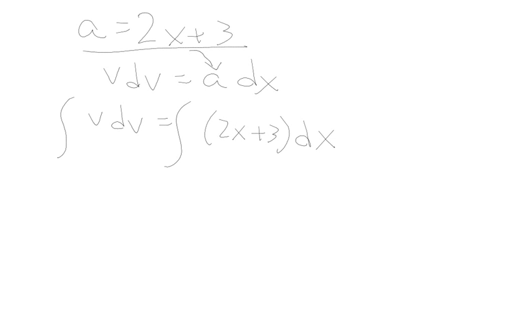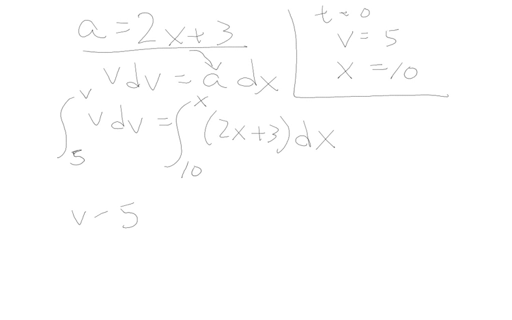Remember what this means, right? We need initial conditions. So let's just use the same initial conditions that we came up with earlier. So at time t equal to 0, v is equal to 5, and x is equal to 10. All right, so what that means is that at the lower limit for velocity, remember this is the velocity side, my lower limit for velocity is going to be 5. I go from 5 to some later velocity v, and then the corresponding position, when velocity was equal to 5, was 10, to some later x. So now you can integrate. This is v minus 5 is equal to x squared plus 3x, and that goes from 10 to x.